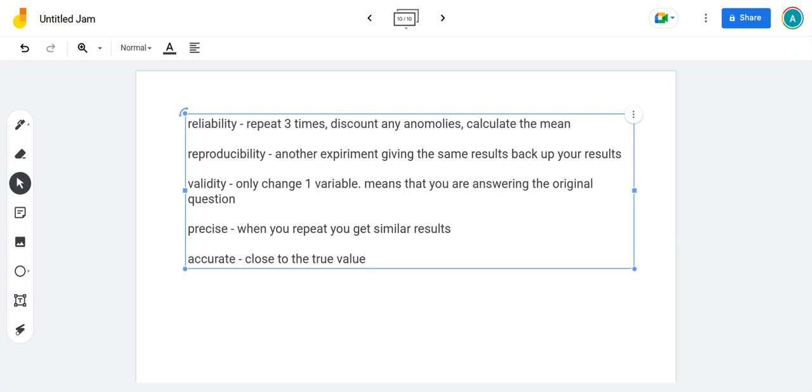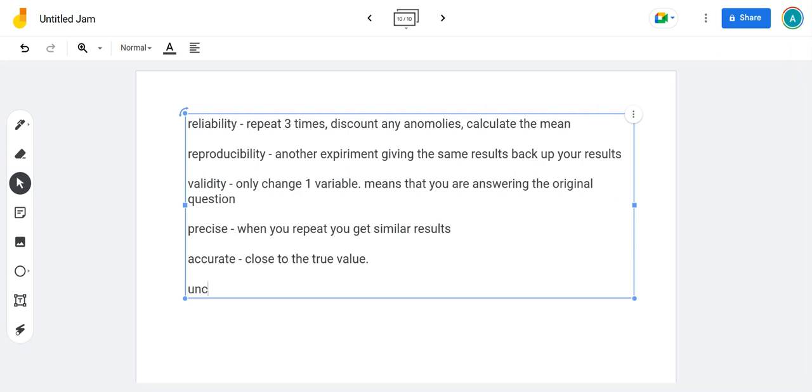So it's just about doing your experiment really carefully, doing your experiment really well, measuring things exactly, leaving them for exactly the right amount of time, them having exactly the right same surface area. Accurate means close to the true value, getting really good results.